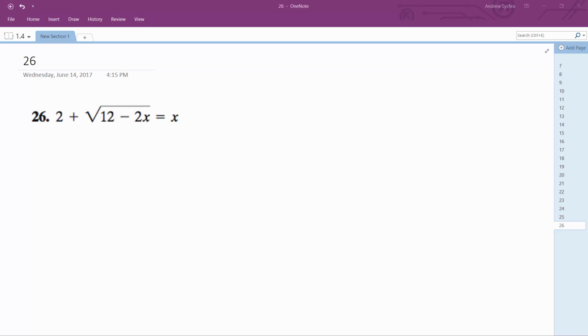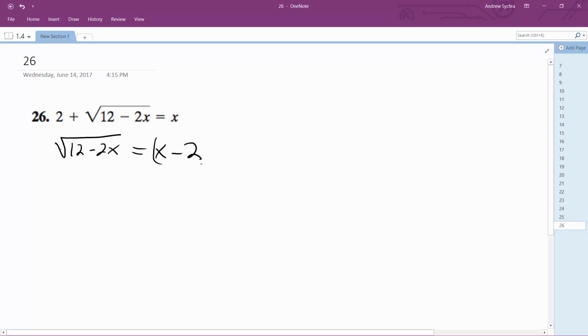All right, let's solve this problem. So, first thing I'm gonna do is get the radical by itself, and then I'm gonna square both sides. So what I'm gonna do is I'm gonna have square root of 12 minus 2x is equal to x minus 2, and then square both sides. So I end up with 12 minus 2x is equal to x squared minus 4x plus 4.